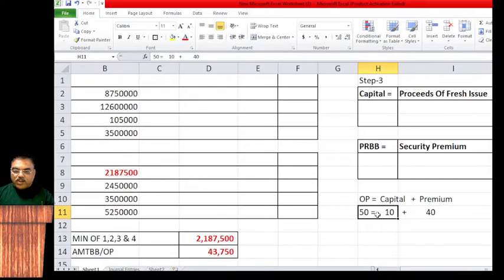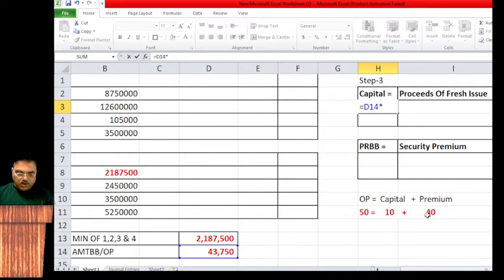So once you calculate this, then you have to fill up these two formulas. The first formula is the capital. How to fill up this capital? We have to fill it up by the quantity of buyback. How many shares are we going to buy back? 43,750, multiplied by the capital per share, 10 rupees. So here you will get 4,37,500, which is the capital.